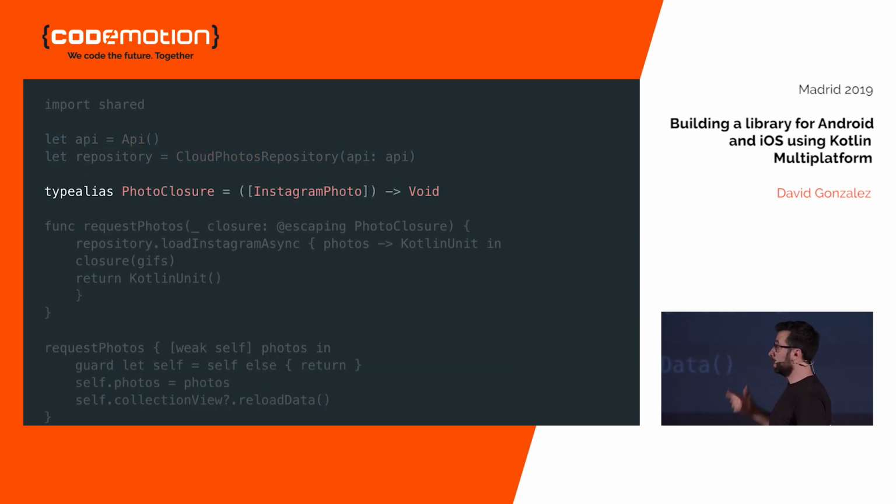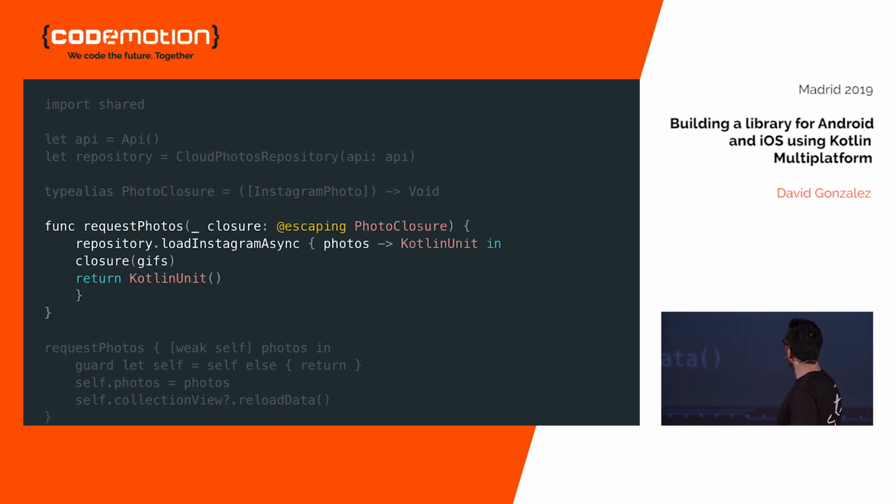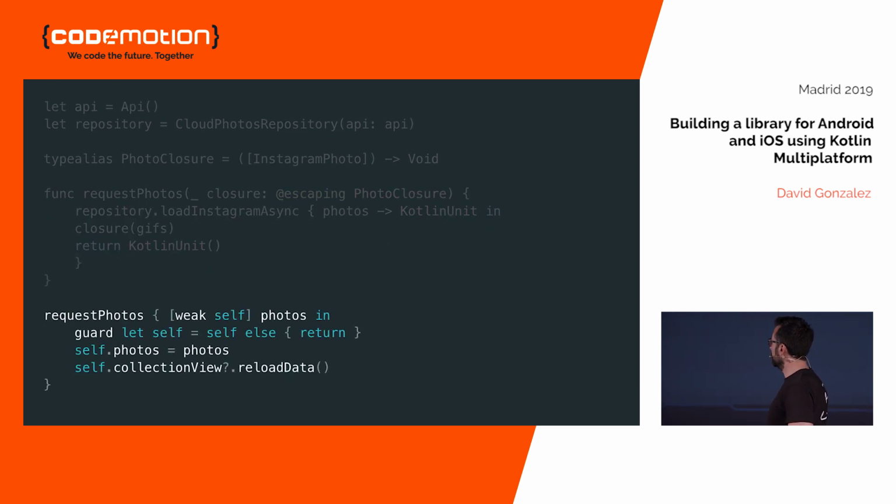You can define the type alias, so in the closure, it's necessary to read when you call the function. And you have a function, request your photos, that calls the repository, and when you return, you just have to return the call. This is the ugly thing that you have to do to make sure that the Kotlin world and Swift world understand each other. But essentially, once you've done that little snippet of code, it gets better. This is how it would look.